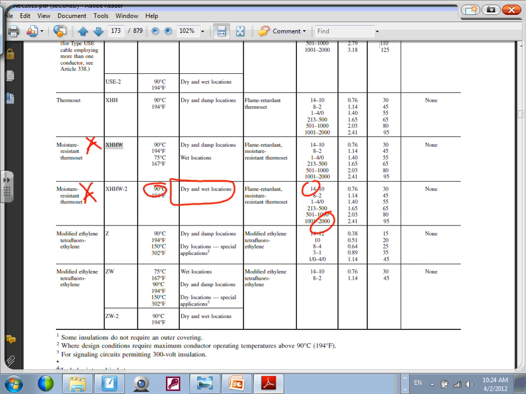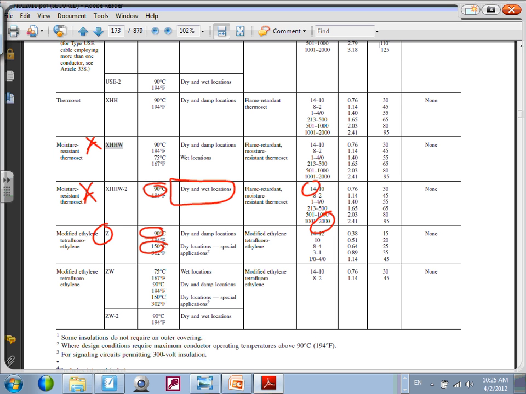Z. Remember that Z insulation? Here's my Z. I can buy a Z rated for 90 or rated for 150 for special application. And the sizes that come with it. Any question about this table?